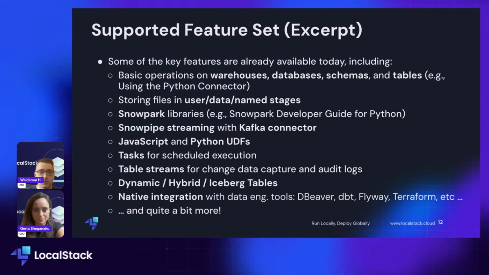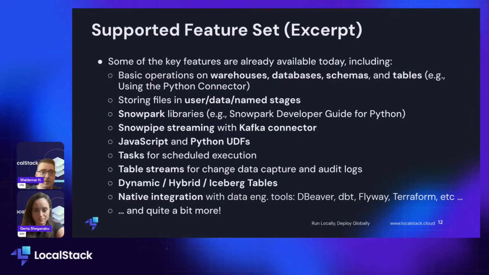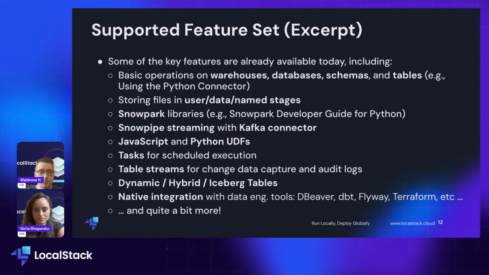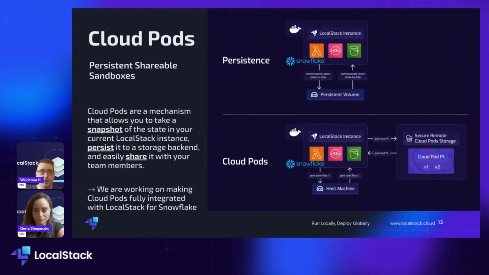I'm probably not going to go into too much detail here. Again, this is just an excerpt of the features that are supported. It's quite broad at this point. We have all the basic functionality like warehouses, databases, schemas, and tables, but then also things like Snowpipe streaming, JavaScript UDFs, and Python UDFs, tasks, table streams. So it's a growing set of features that you can run literally on the local machine, and a couple of exciting demos are coming up also with, for example, the Iceberg integration and Polaris catalog. More on that when Przemek shares the detailed updates on the features available.